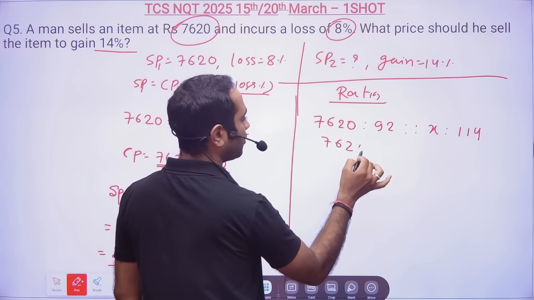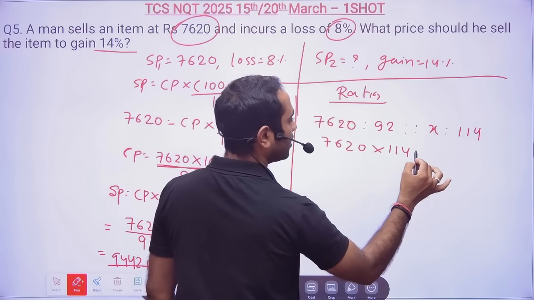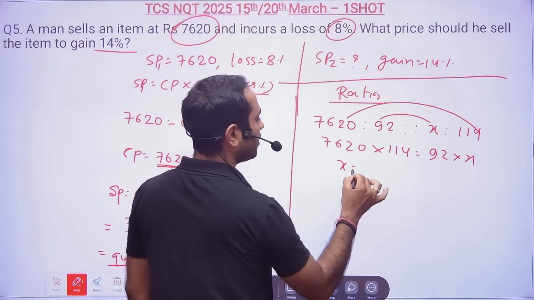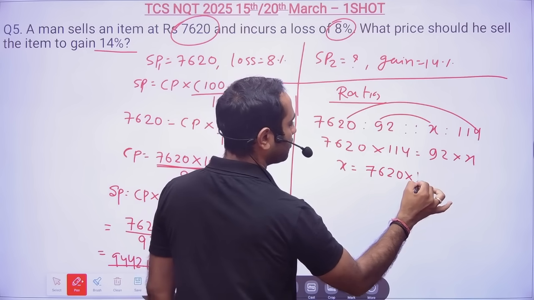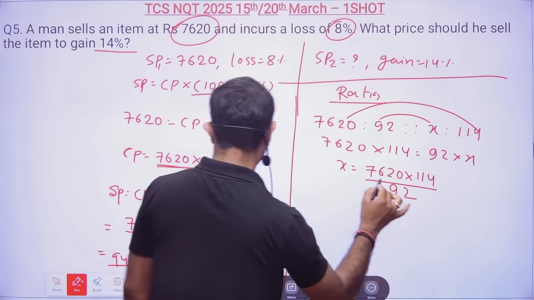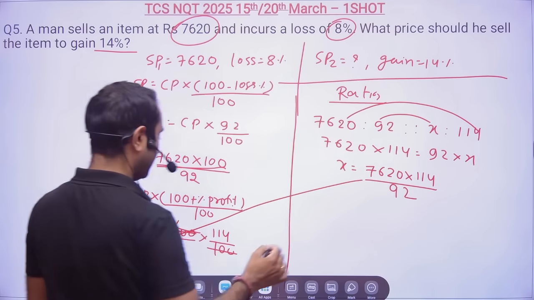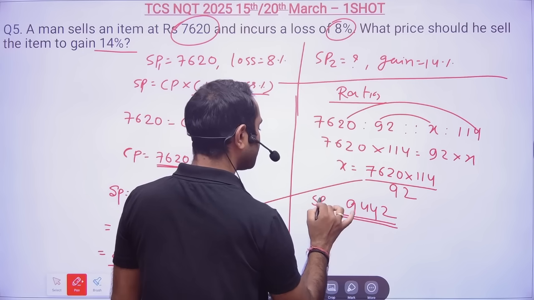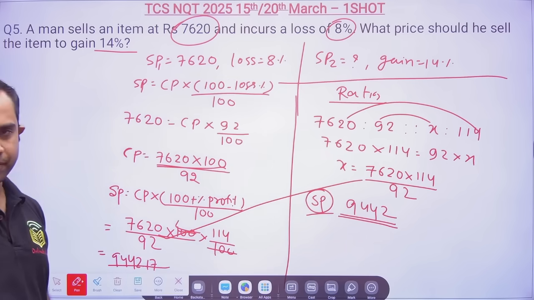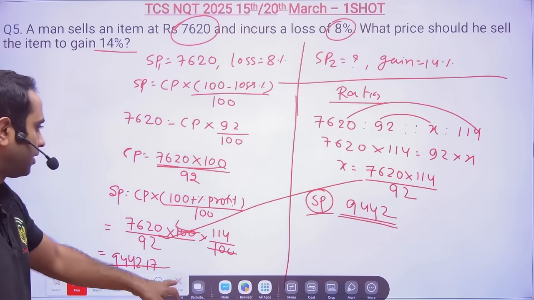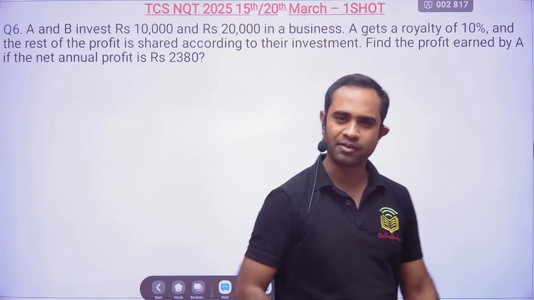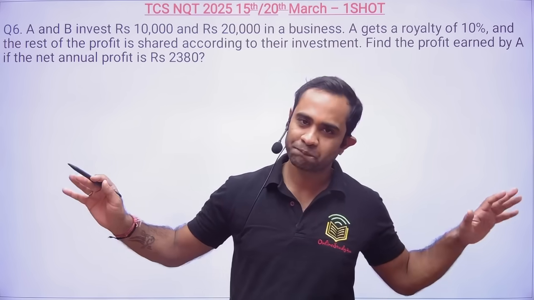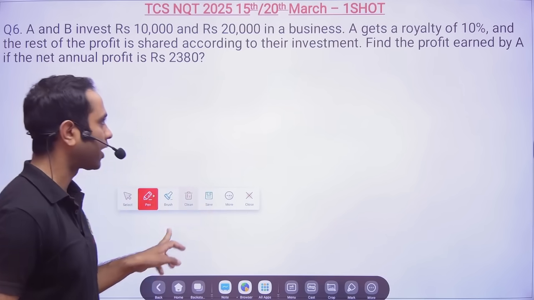Now 7620 into 114 will be equal to 92 into x. So multiply this corner one, multiply this middle one. So x will be equal to 7620 into 114 divided by 92. Directly, you see, the same thing you would have written. So if you sell at 9442, then you will be able to get a profit of 14%. Clear? You will also be thinking, sir, a very simple problem is being asked in the examination. Sir, in the exam I will mess it up. Okay, very good.